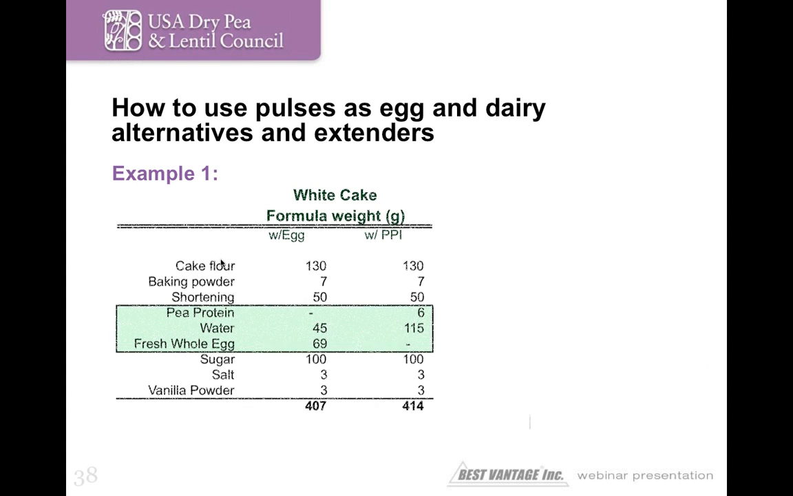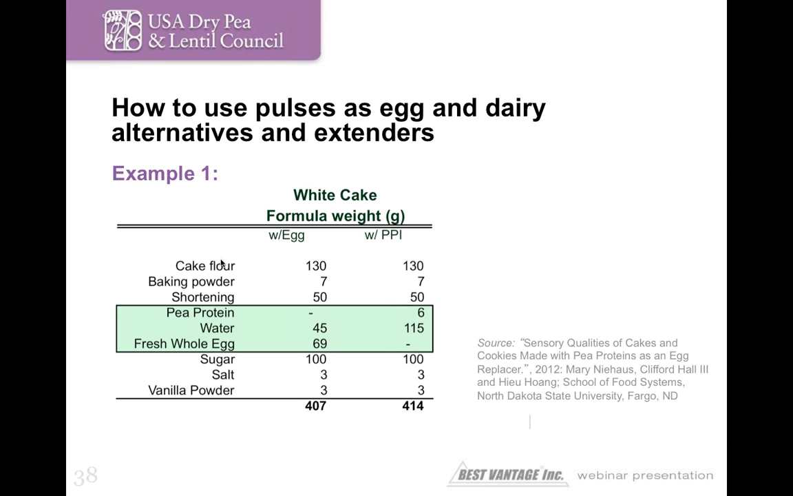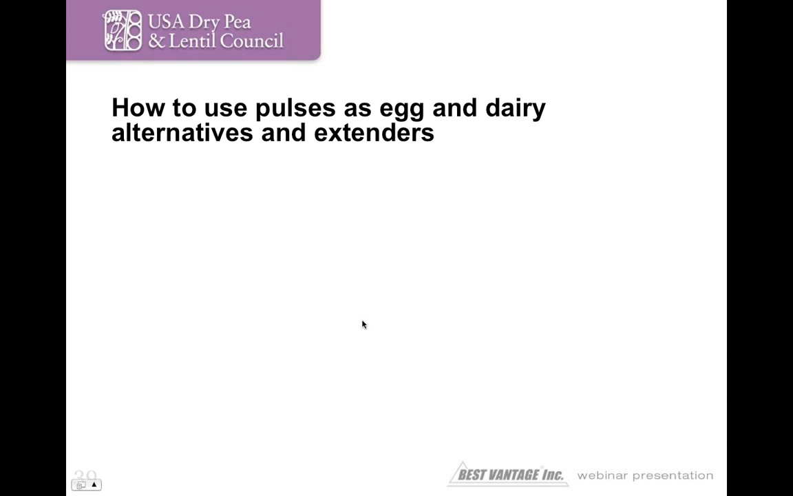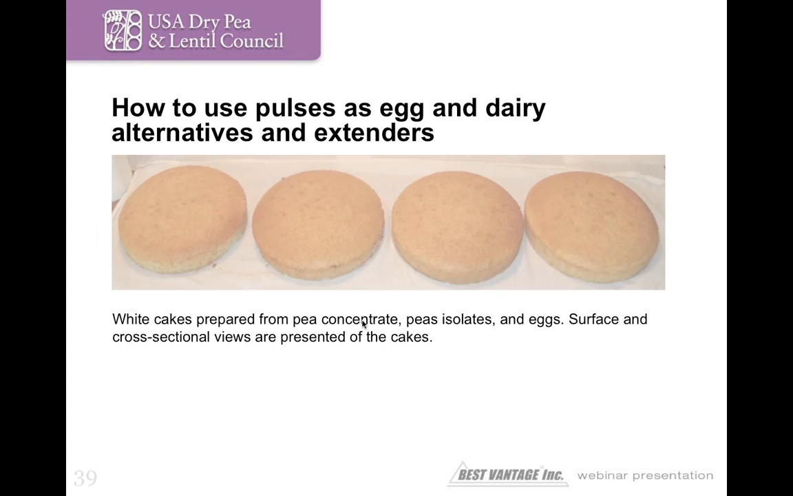Using the first example, and this is now looking at information that has been developed at the Northern Crops Institute, looking at a white cake formula, looking at replacement of fresh whole egg in a white cake formula. You see that in this case, the fresh whole egg was replaced with pea protein at 6 grams, and also adjusted for the water that was present in the whole raw egg. This information, by the way, is from a poster that was presented at the most recent IFT.